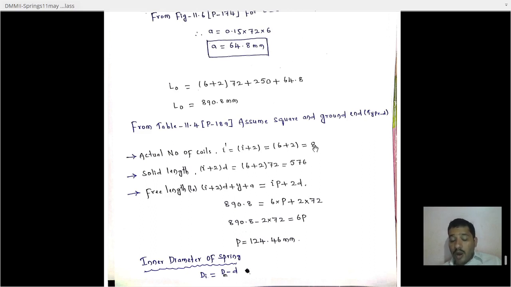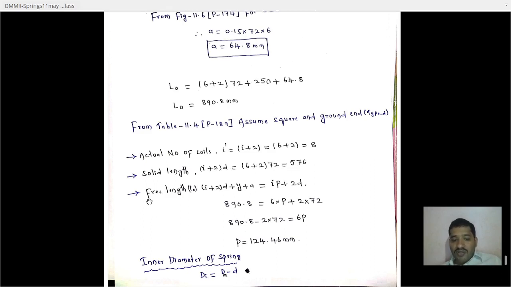The actual number of coils, or we can say the active number of turns, how much will it be? 8. And the solid length is equal to I plus 2 into D. I is how much? The number of turns is 6, plus 2 into D, the value is 72. If you multiply the whole value, then you will get the solid length as 576.